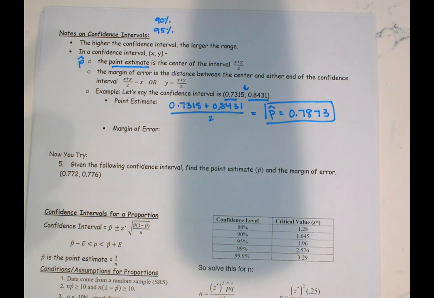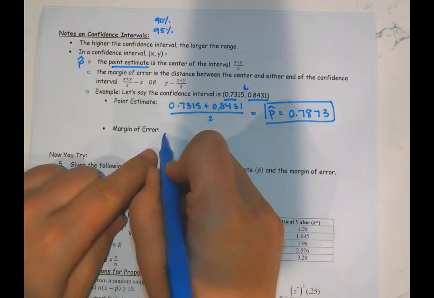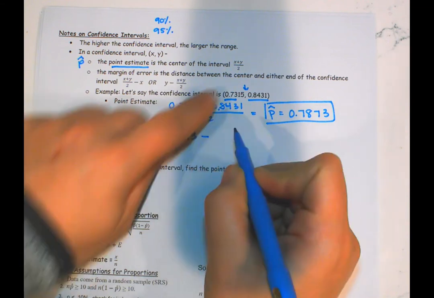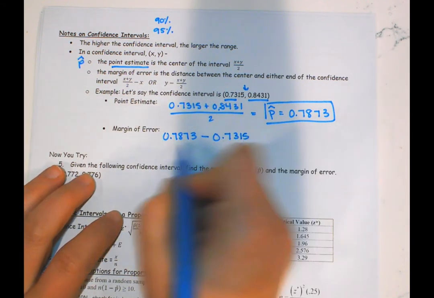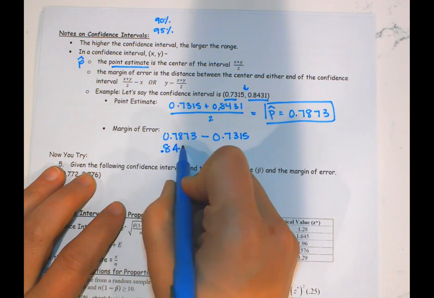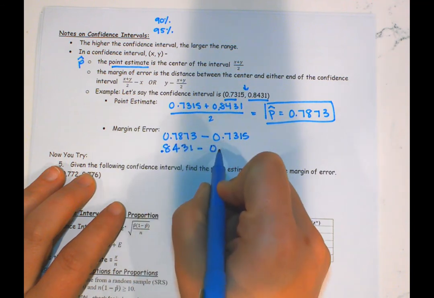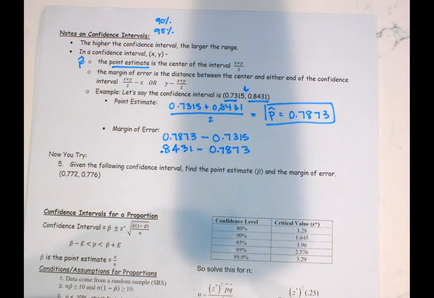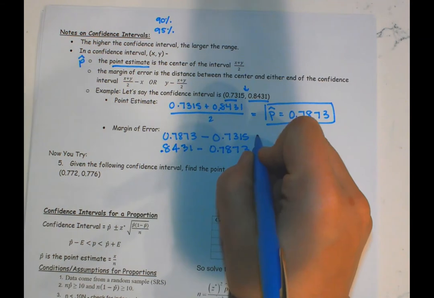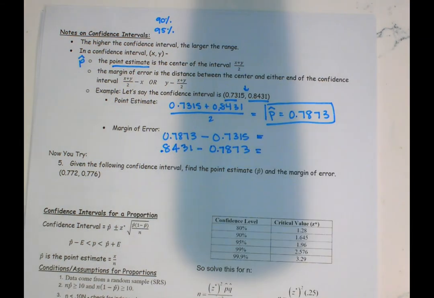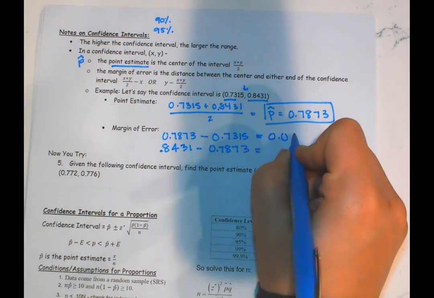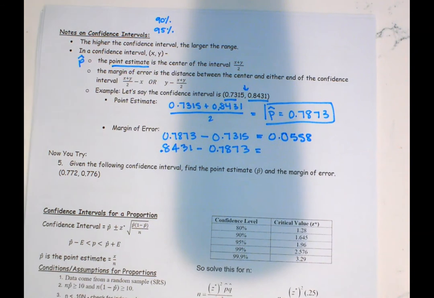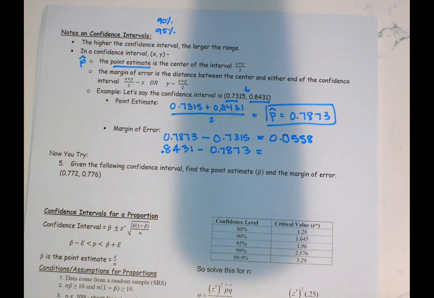So then if I want to find the margin of error, I have two options. I can take my point estimate and subtract the smaller part of the interval, or take the larger part of the interval, 0.8431, and subtract my point estimate. So we're just finding the distance, right? We know that this point estimate is right in the middle, so we're just finding the distance to either end of our interval. So if I find either of these, I would get that my margin of error is 0.0558. And I can just confirm that by finding the other distance, and I get the same thing.